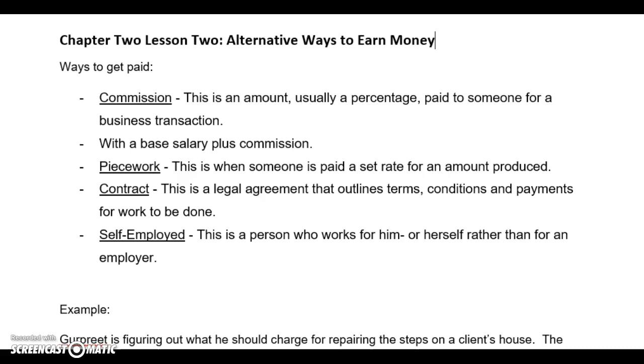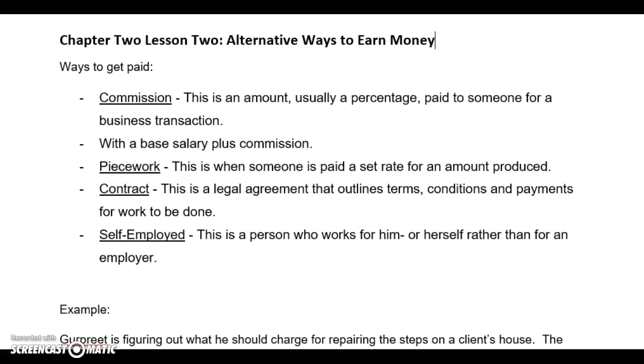There's also piecework, which is basically you're getting paid for an amount of product produced. So say, for example, you're planting trees, you might get paid $1 for every tree you plant. Then we also talked about contract work, which is a legal agreement that outlines terms, conditions, and payments for work to be done. Then we can also get paid as self-employment, which is usually a person who works for himself or herself rather than an actual employer, and so they can get paid based on whatever wage they wish.